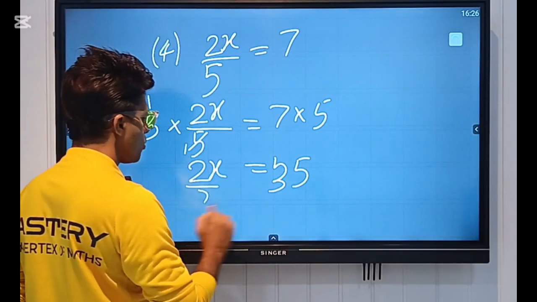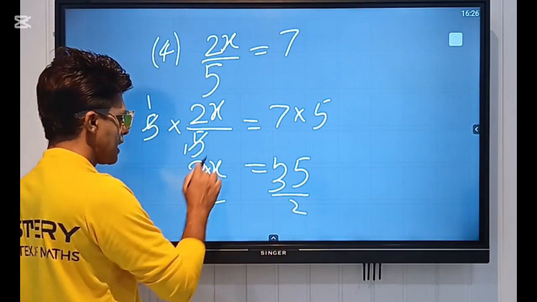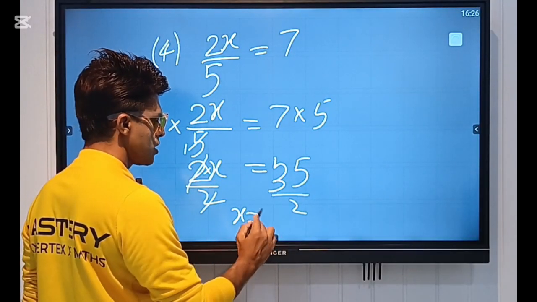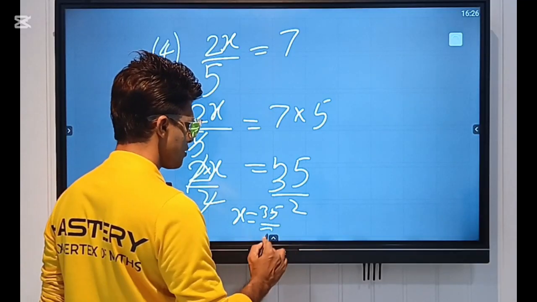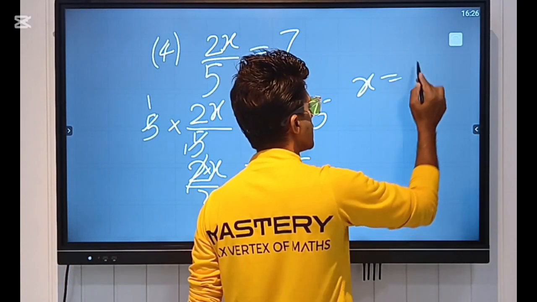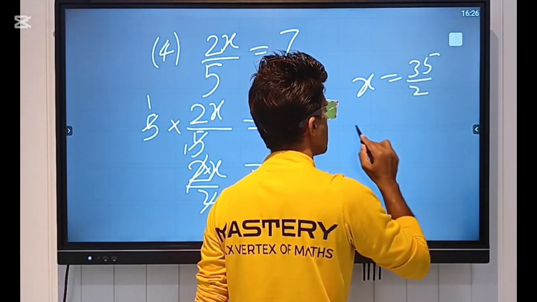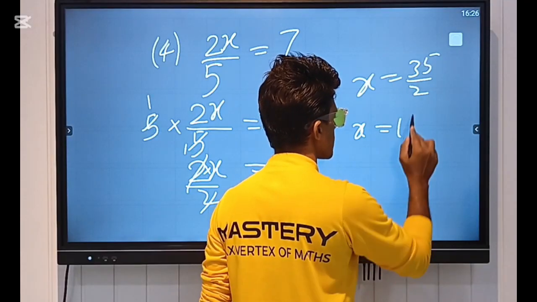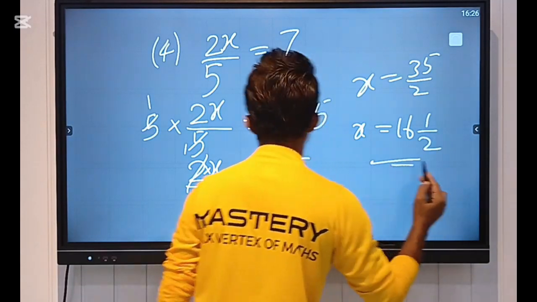Right now, you could divide both sides by 2. The reason here is multiplication, so x equals 35 over 2. This means this can be kept as a mixed number. The answer is 16 and a half.